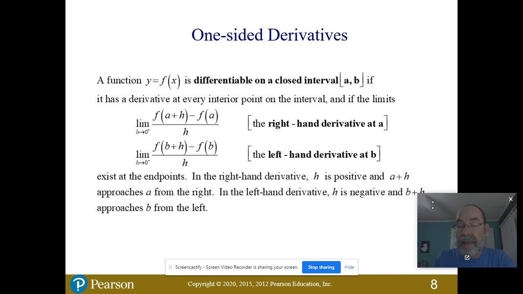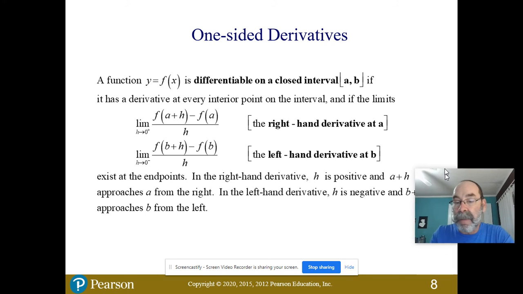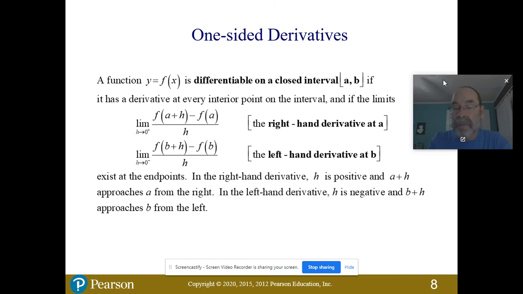If we have a left-hand derivative, if I can move my picture out of the way, I'll move it up then. If h is negative, b plus h, which is actually b minus h, and you're coming in from the left-hand side. And that's why we have a 0 plus and a 0 minus. So you're just looking at it from two different sides, coming in from the left and the right. If they don't equal, then at that point, the derivative does not exist.